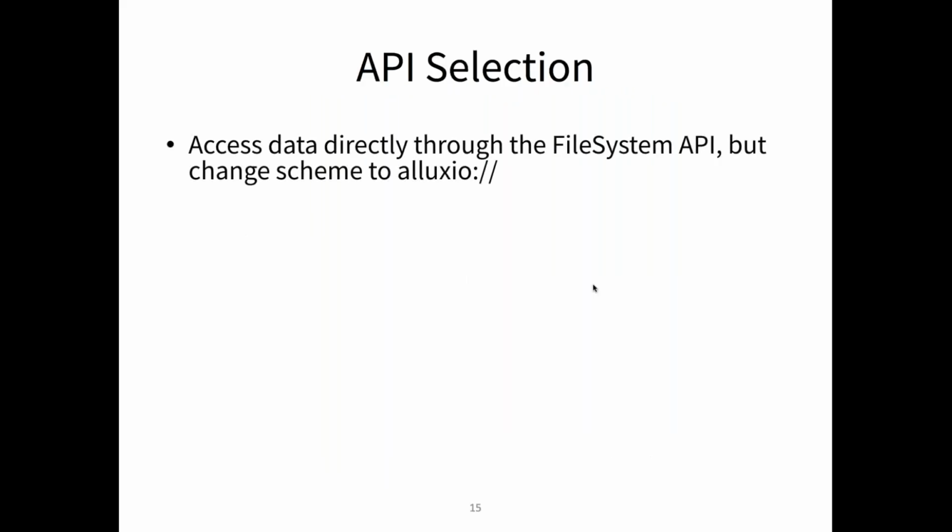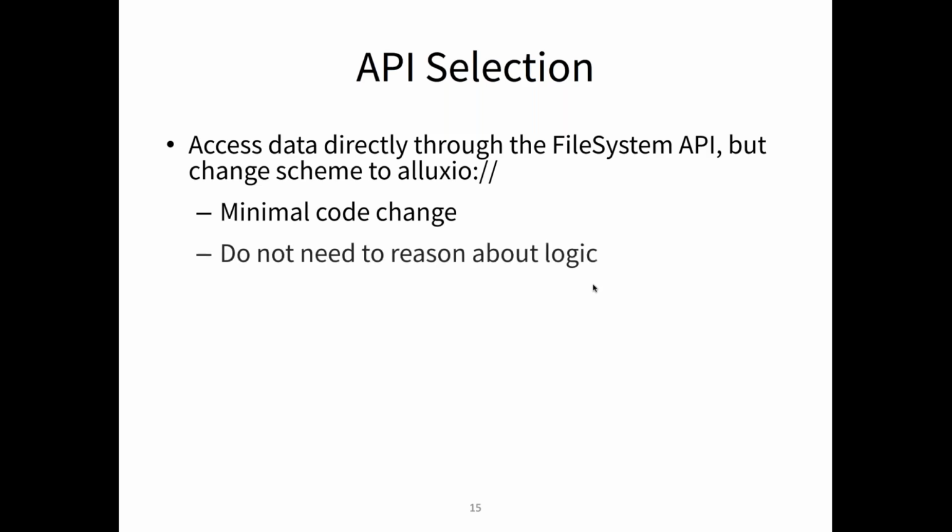So the API to use Spark with Alluxio is pretty simple, I would say. Essentially, you can access the data directly through the file system API, but remember to use the scheme alluxio://. So that means you don't have to do any code change on Spark or on your application, but only on the data address. It's very easy to use and you don't need to reason about the logic. It just treats Alluxio as an external file system.